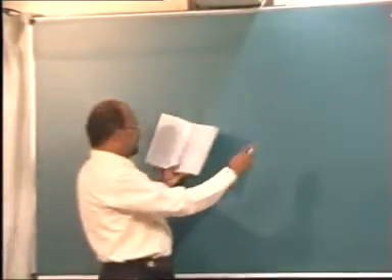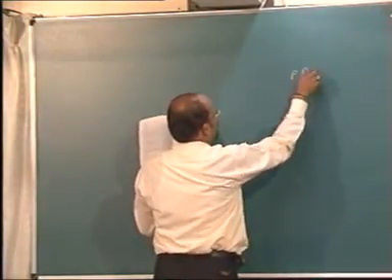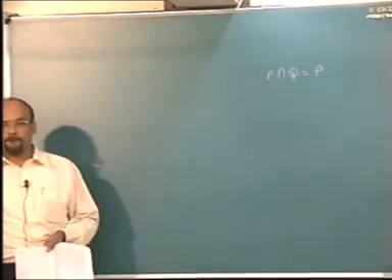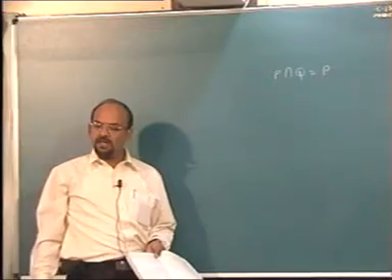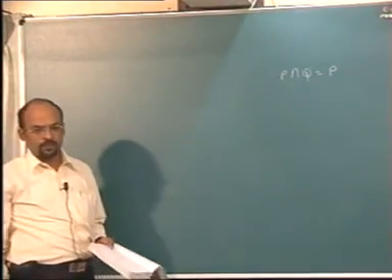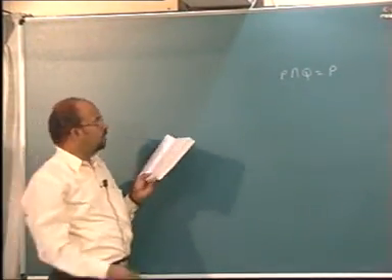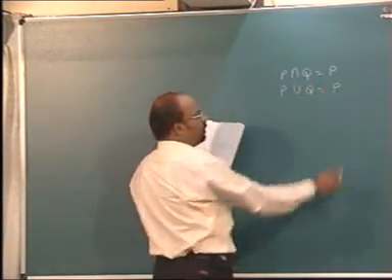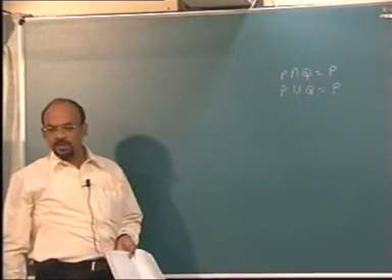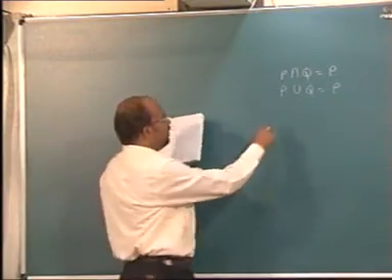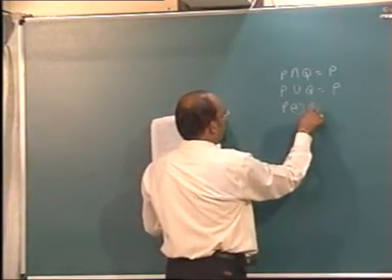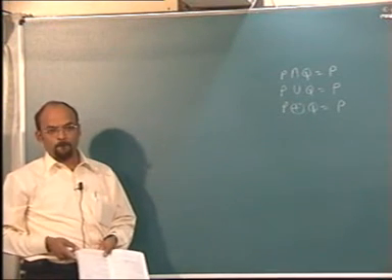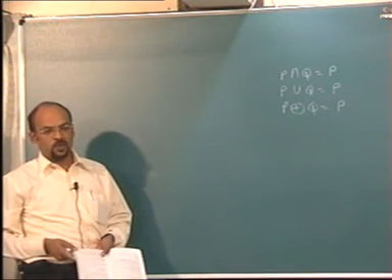What can you say about sets P and Q if P intersection Q is equal to P? P is a subset of Q. P union Q is equal to P. Q is a subset of P. P ring sum Q is equal to P. This is XOR.